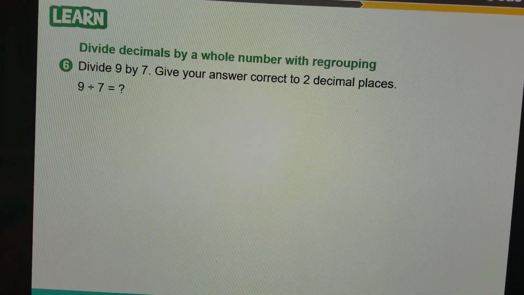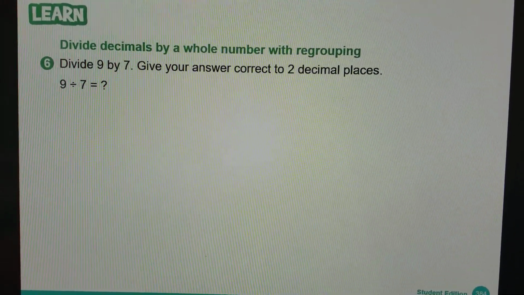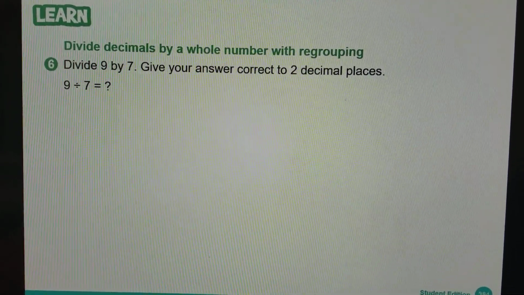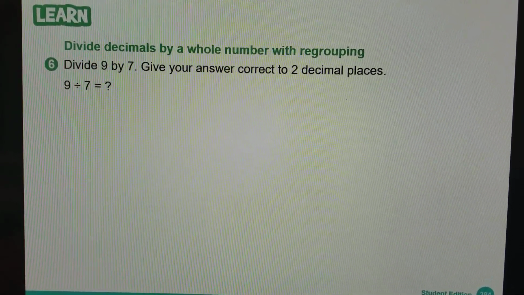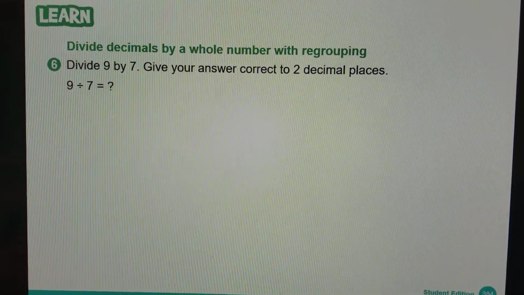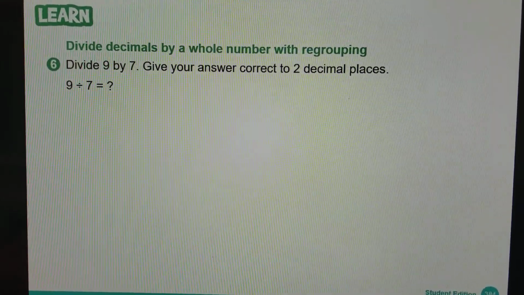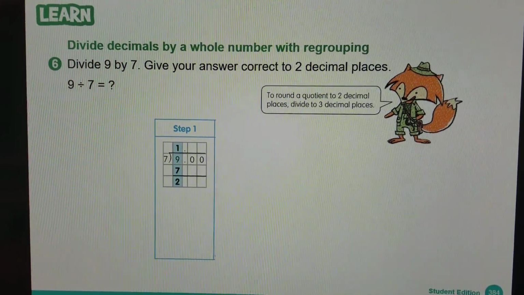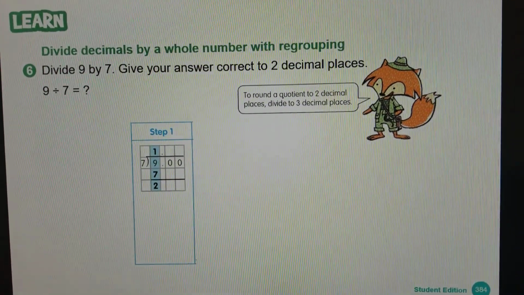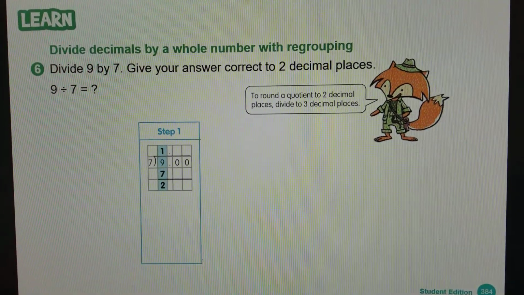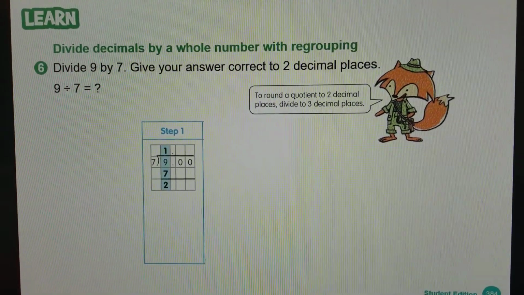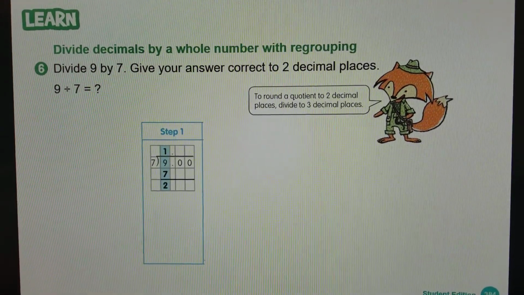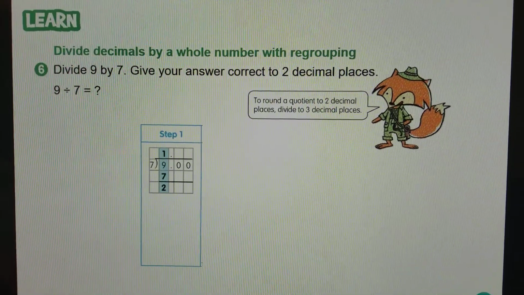Alrighty. This is our last problem. What is 9 divided by 7? Now this time they want the answer to 2 decimal places. Does 7 go into 9? 9 divided by 7. 7 goes into 9 once. I have 2 wholes left over, which is the same thing as 20 tenths.